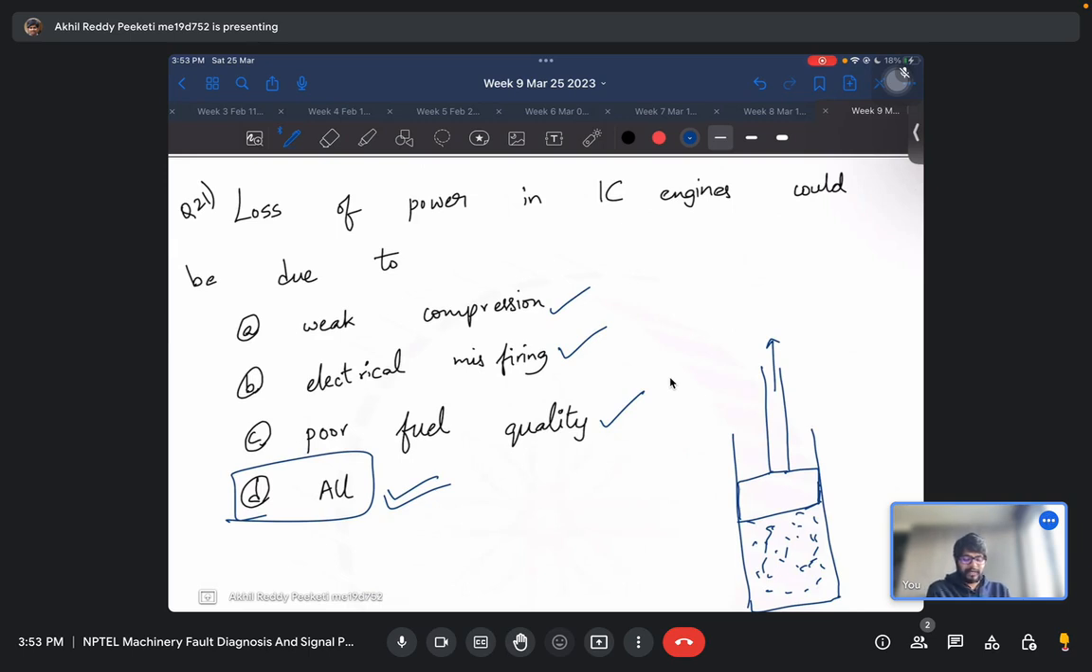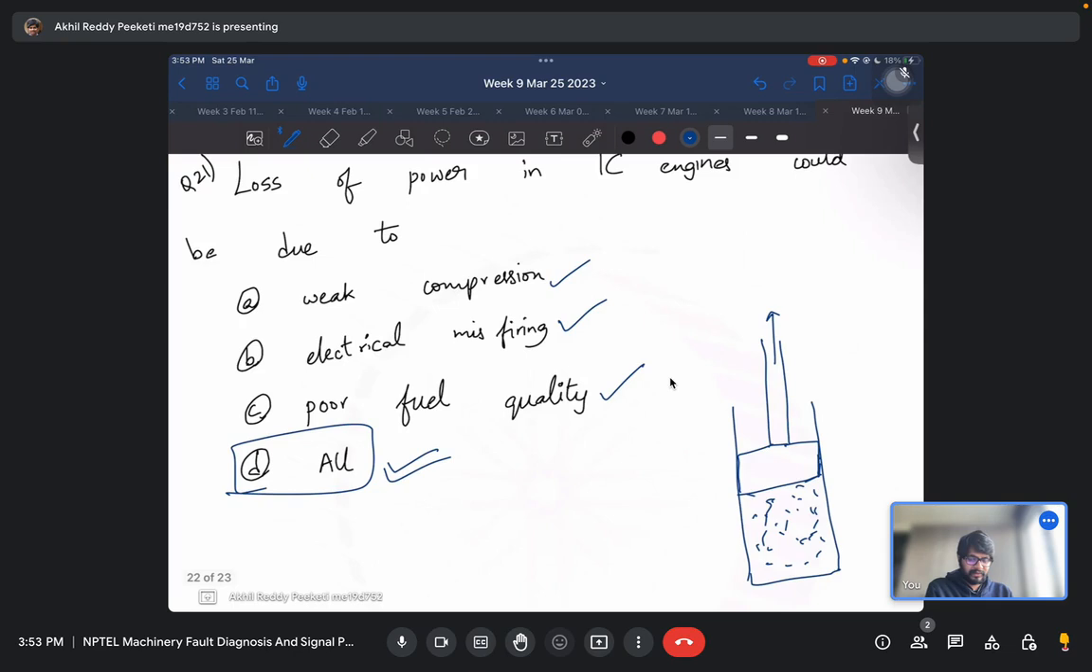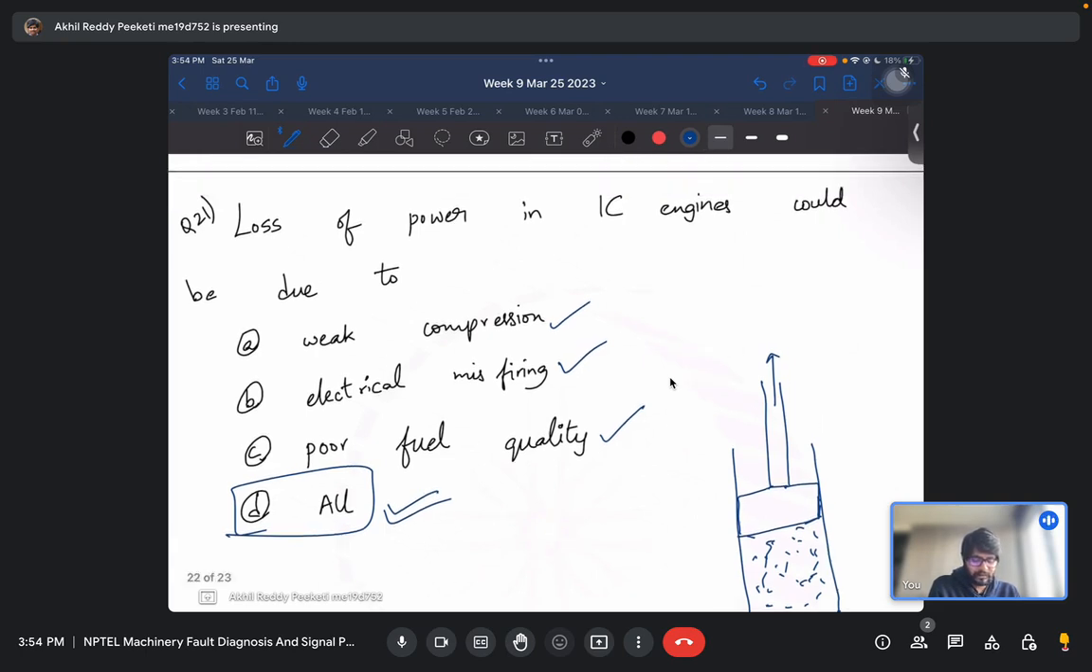In IC engines, it is possible to lose power due to which of the following reasons. If there is weak compression, then the fuel is not in a state to ignite, so there might not be ignition, and that could cause loss of power. If there is any electrical misfiring, so instead of happening at, let's say, first second, it happens at second or third seconds, when the fuel is not in the state where it can ignite, that would lead to loss of power. Or if the fuel quality is very poor, then also it would lead to loss of power.